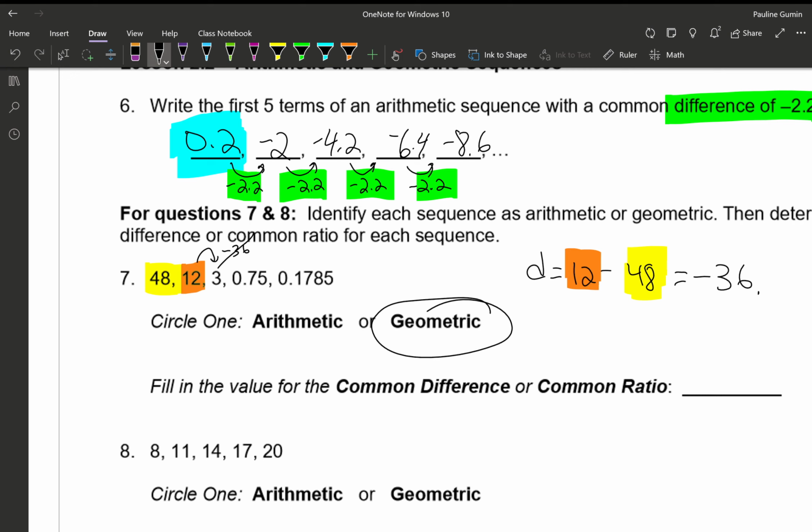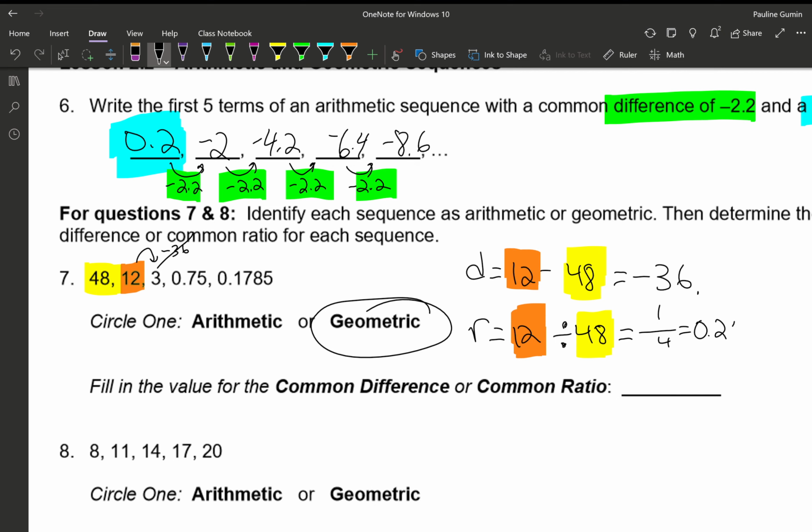So geometric, but we still need to find the common ratio. To find the common ratio, we take our second term divided by our first term. So 12 divided by 48. You will either get 1/4 or 0.25. They're the same thing. So that would be our common ratio. Whichever one you write down will be correct.